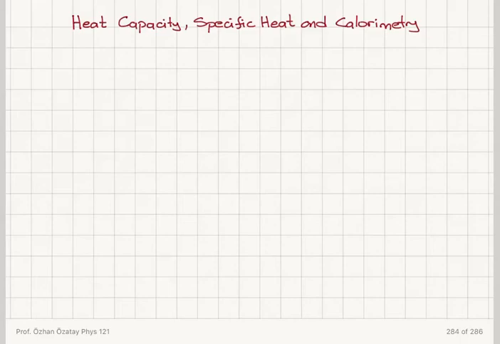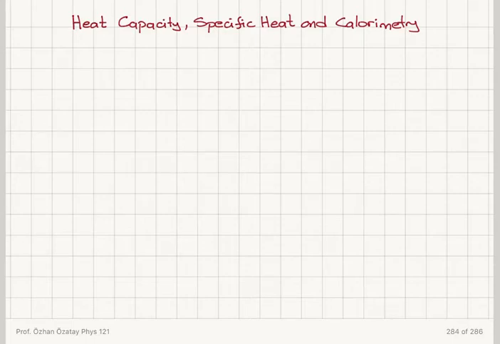We're now going to talk about the concepts of heat capacity, specific heat, and calorimetry. That's the method with which we can measure the specific heat. So this is how we define heat capacity. It is the amount of energy needed to raise the temperature of a system by 1 degree Celsius.